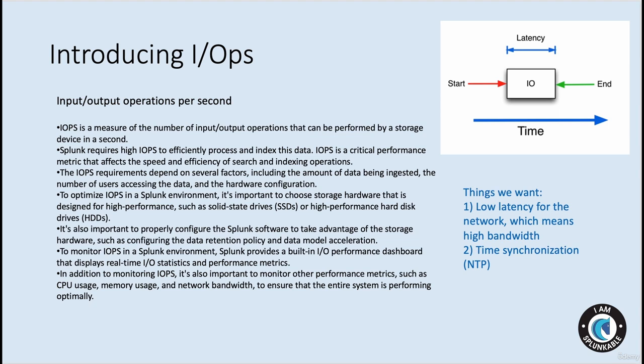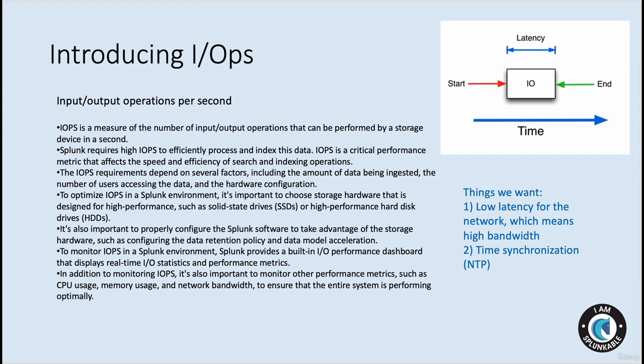Determining or presenting the client or customer with different options for how they can increase their IOPS based on their budget. And to monitor the IOPS in a Splunk environment, it provides a built-in IO performance dashboard that displays real-time IO statistics and performance metrics. You can find this in the monitoring console.